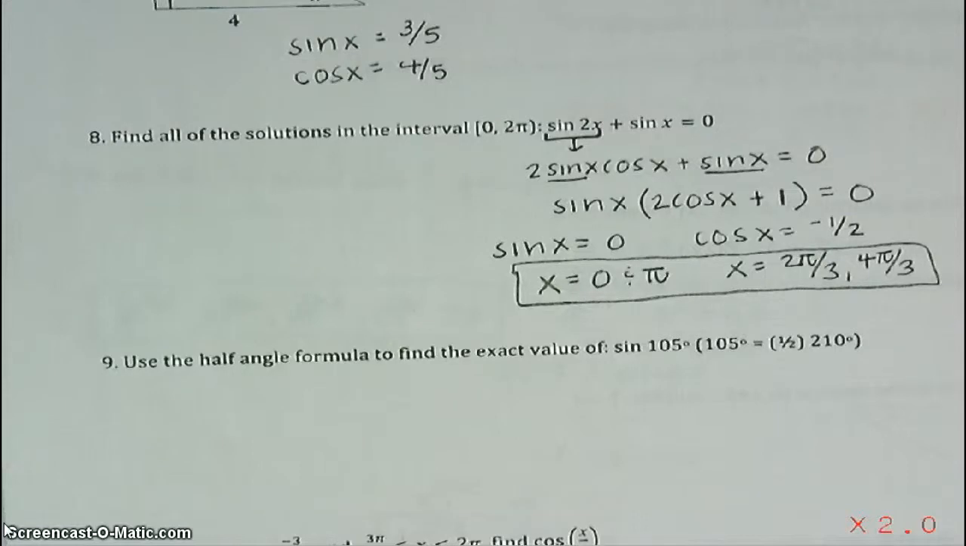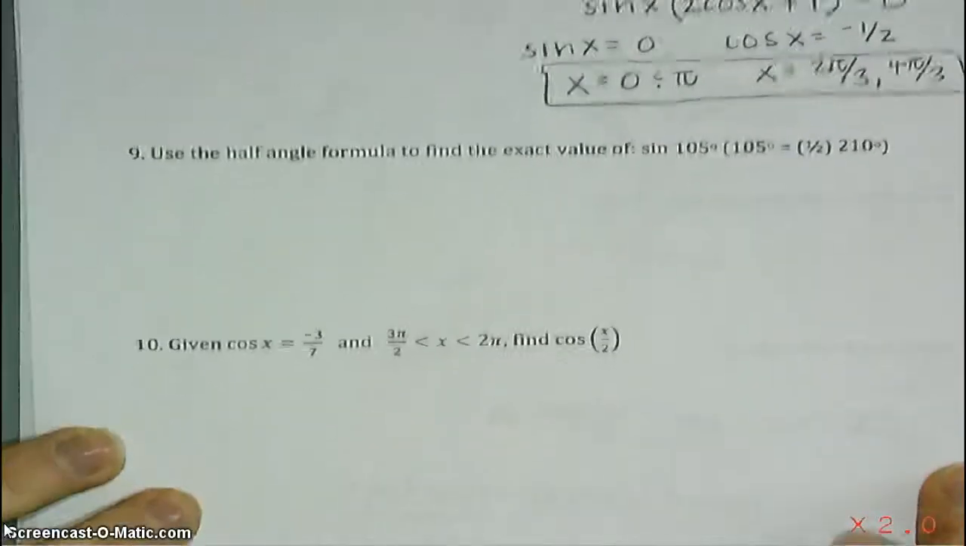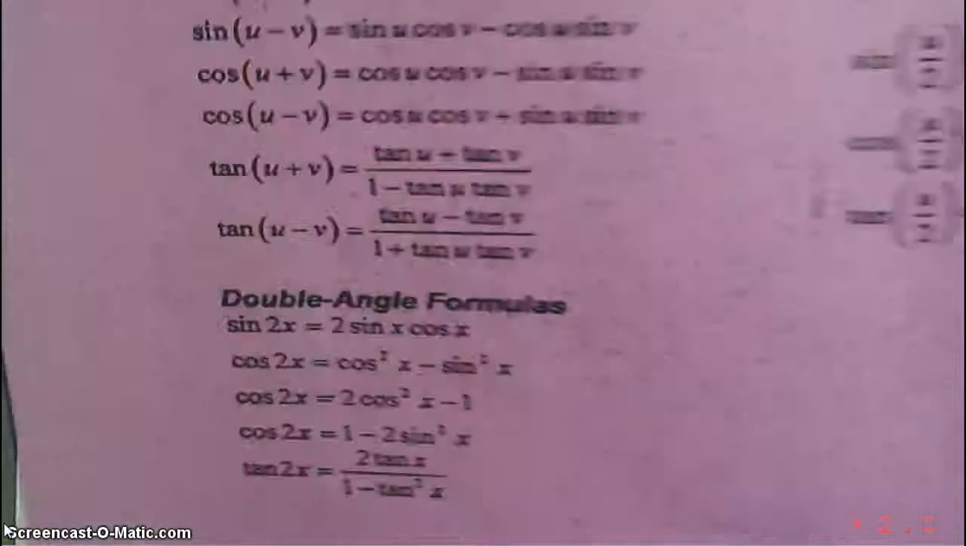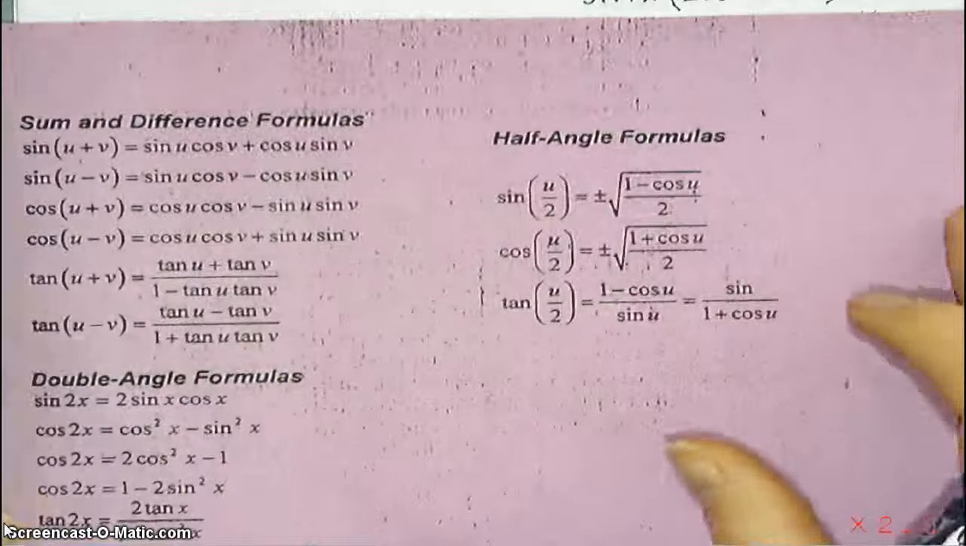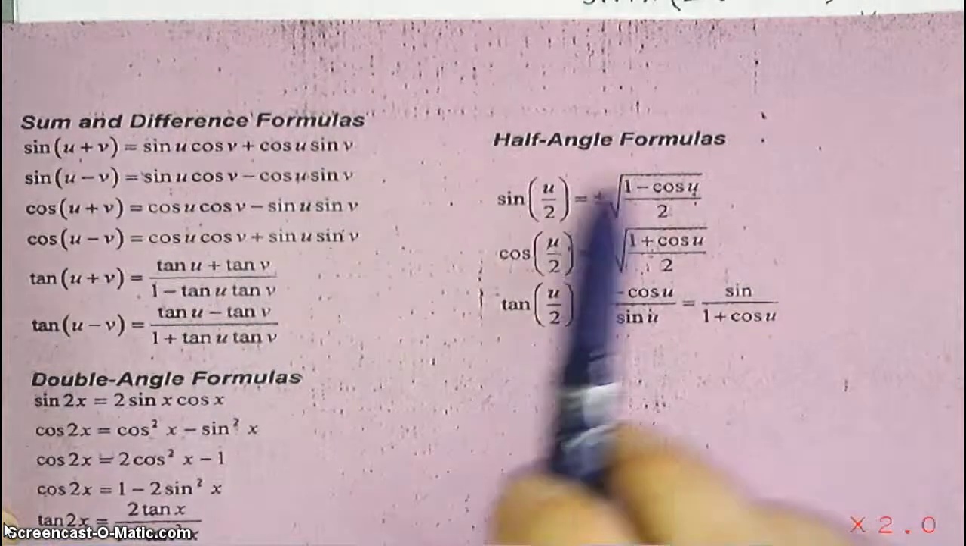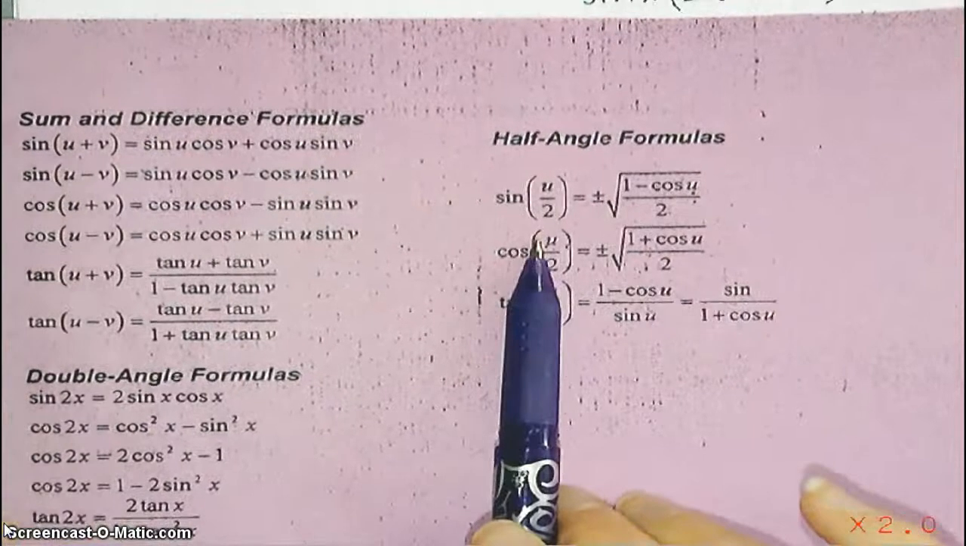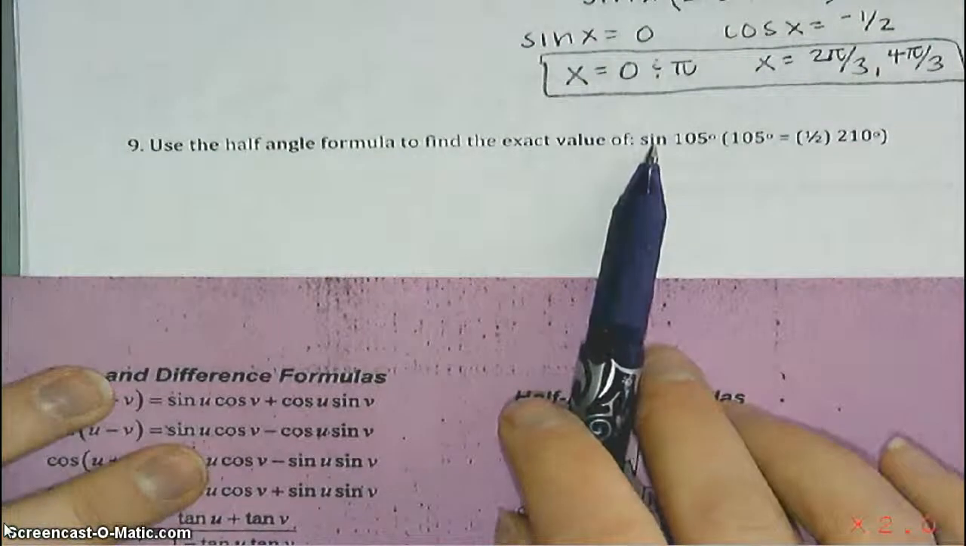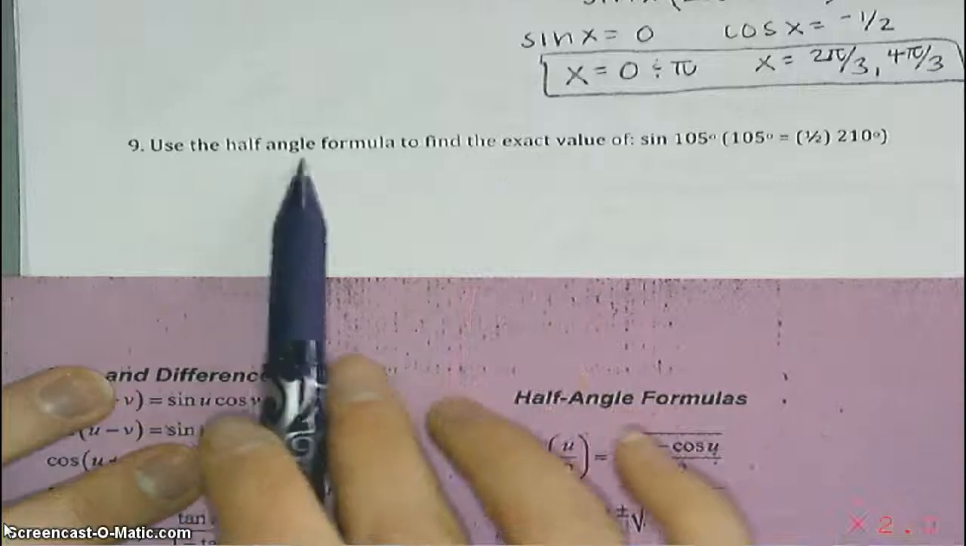At this point, you can stop the video and try it on your own. Number 9 and number 10 are both dealing with the half angle formulas. If you have your notes, you can flip to the half angle formula part of your notes. I also have the half angle formulas written right here. They ask us to evaluate sine of 105 using the half angle formula.